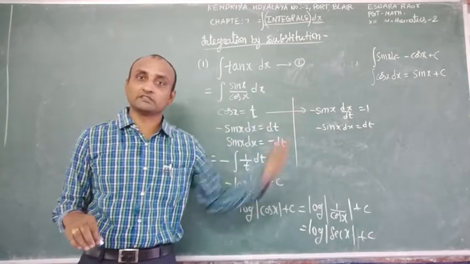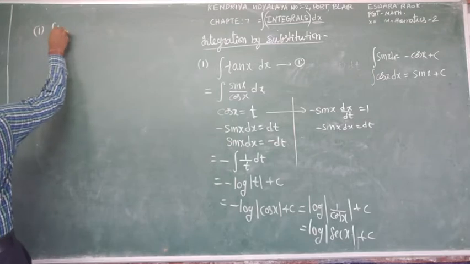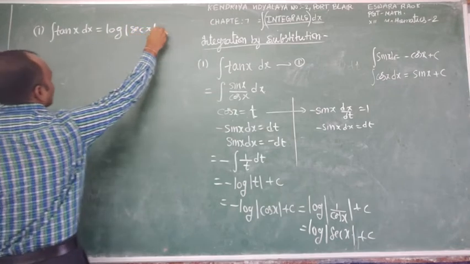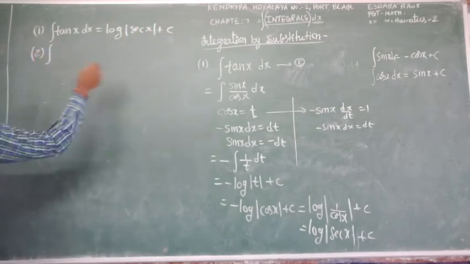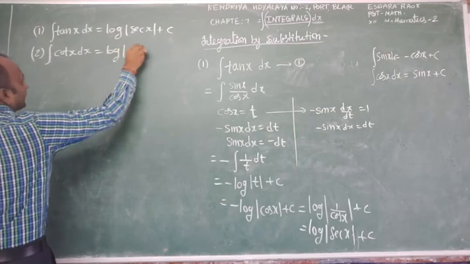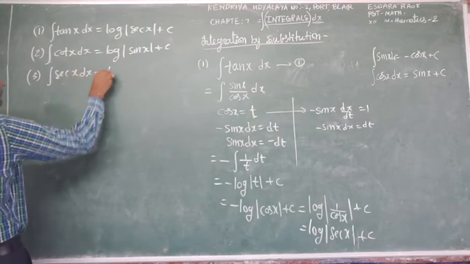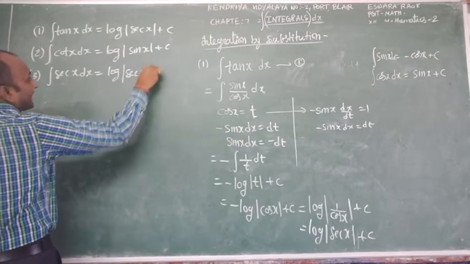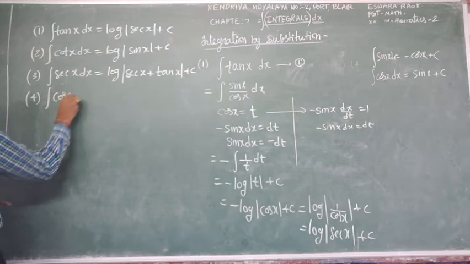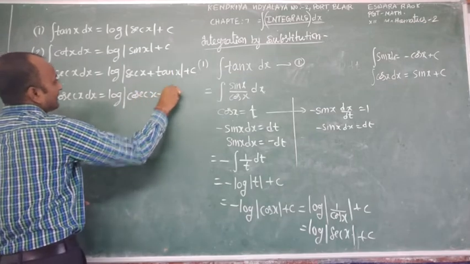By taking cos x is equal to t, we get it. So what are the standard results we can prove in this way? Integration of tan x into dx is equal to log mod secant x plus c. Similarly, by the same method, integration of cot x into dx is equal to log mod sin x plus c. Another one, integration of secant x into dx is equal to log mod secant x plus tan x plus c. Then the fourth standard result, integration of cosecant x into dx is equal to log mod cosecant x minus cot x plus c.